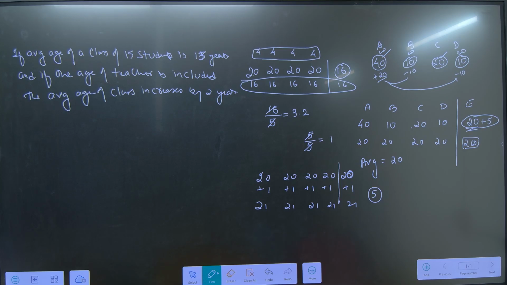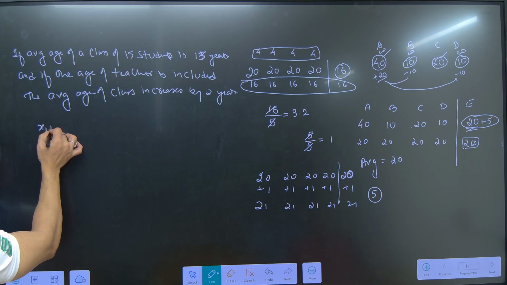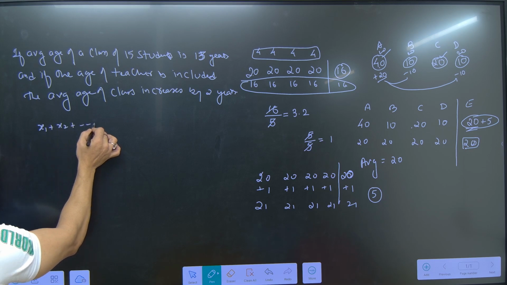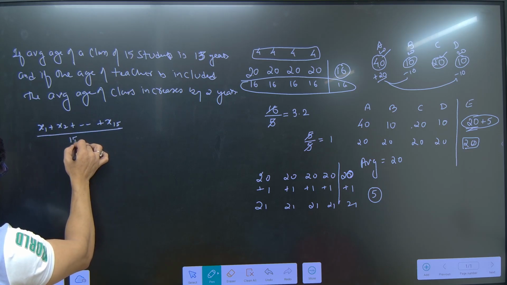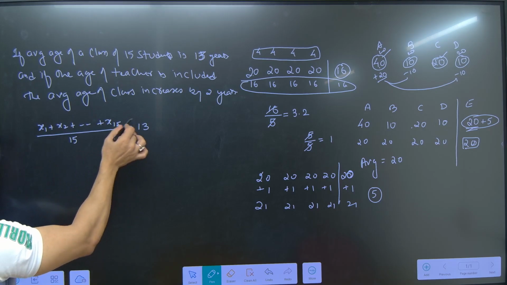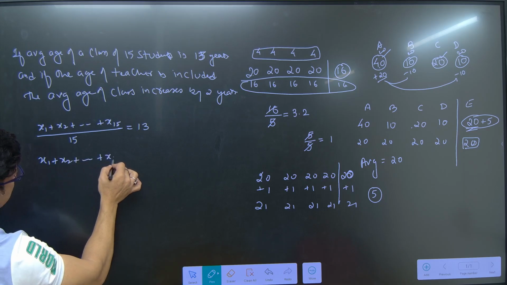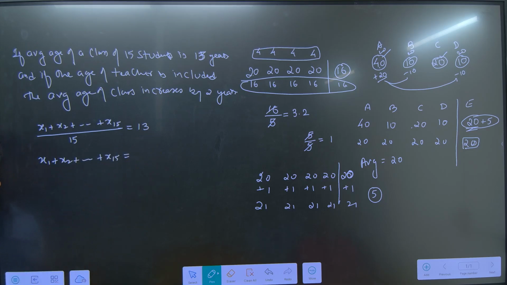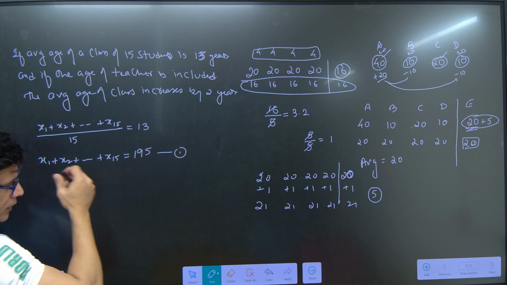कभी कभी equation आना भी चाहिए. How many students are there initially? So x1 plus x2 up to x15, divided by 15, and this will give you the average, which is 13 years. Cross multiply, this will give you x1 plus x2 plus up to x15 equals 13 into 15, 150 plus 45, 195, right?